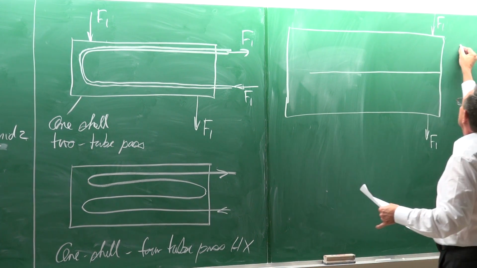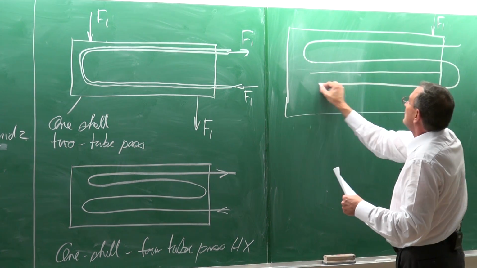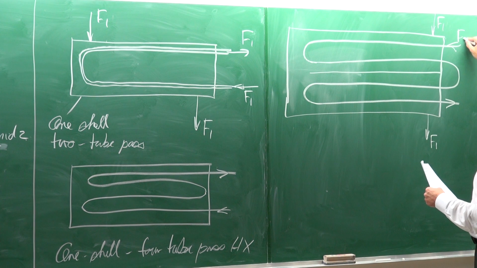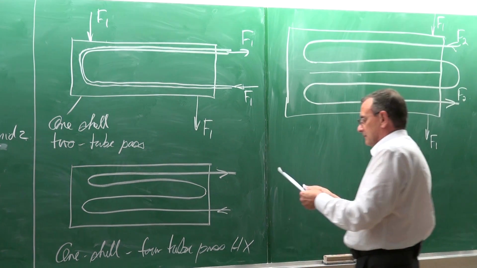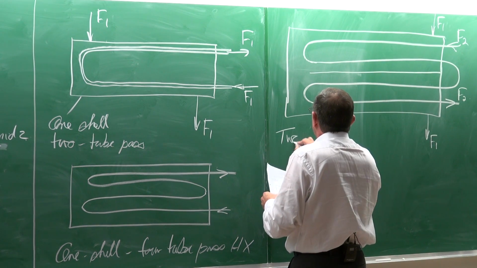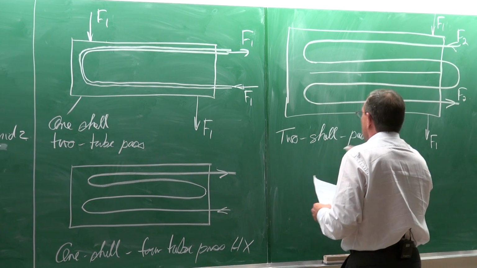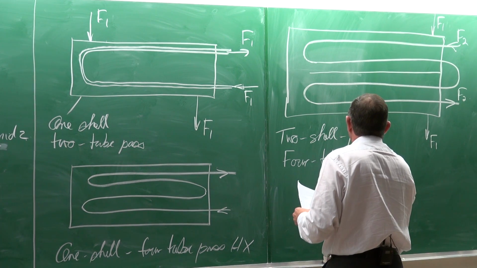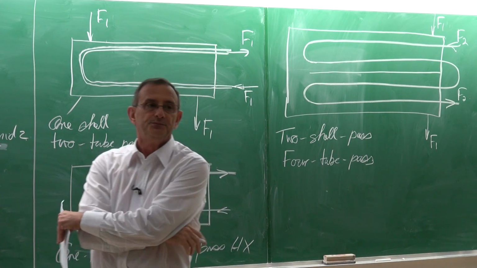Then the tubes do something like this: 1, 2, 3, 4. Fluid 2 and fluid 2 going out. So this is now a two shell pass heat exchanger and a four tube pass heat exchanger. Okay.